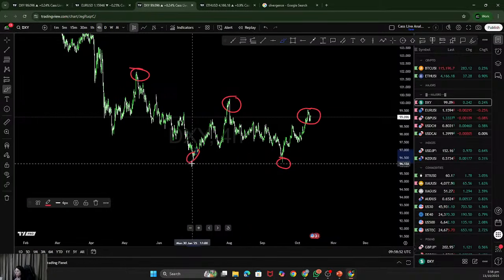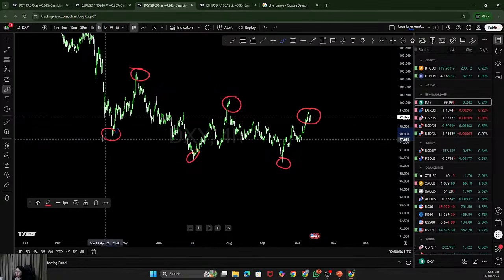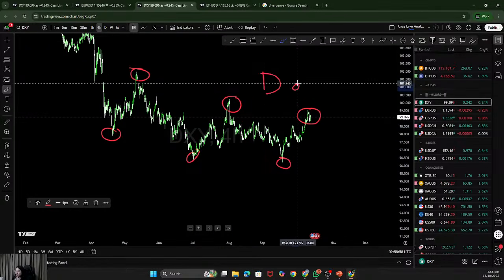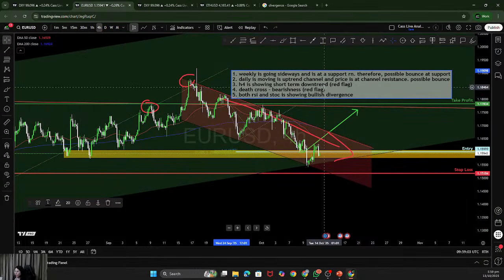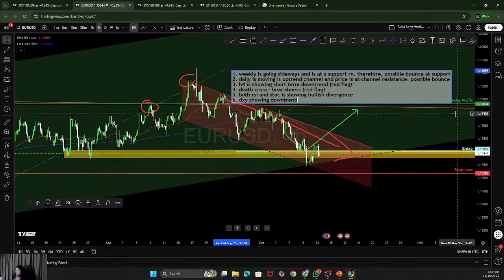Yes, it is making lower lows. It's not very obvious, but it did make a lower low here. Okay, so I would say that DXY is definitely down. So it's safe to believe that... I won't say weak downtrend, but yeah, it's not lower lows and lower highs.